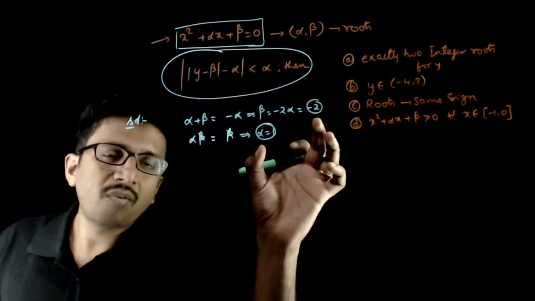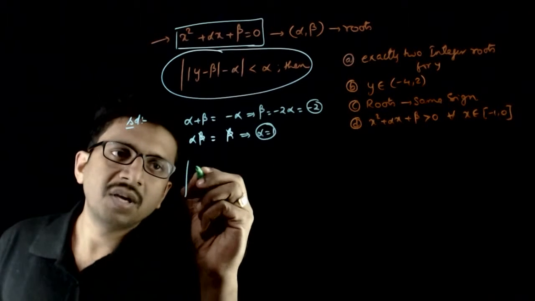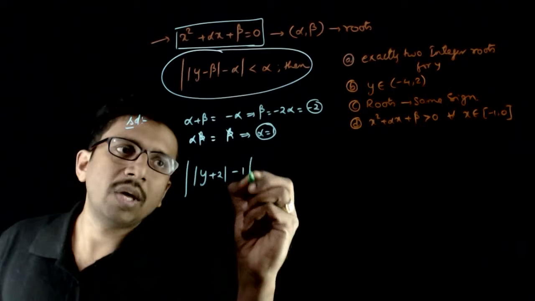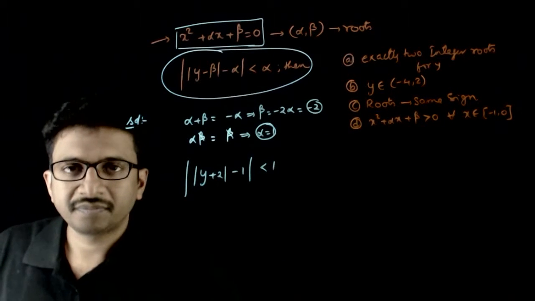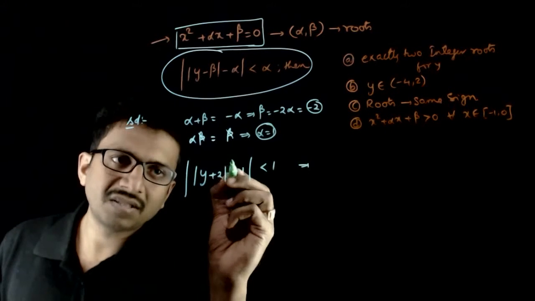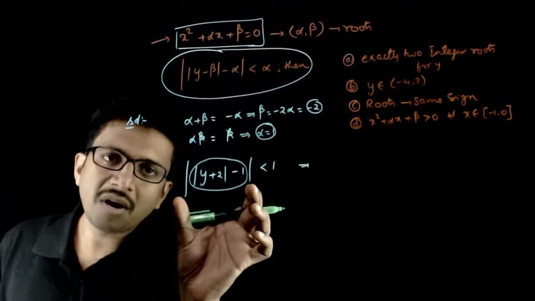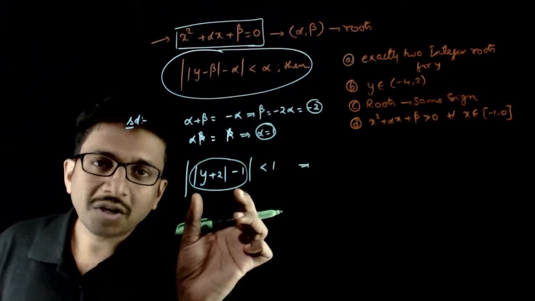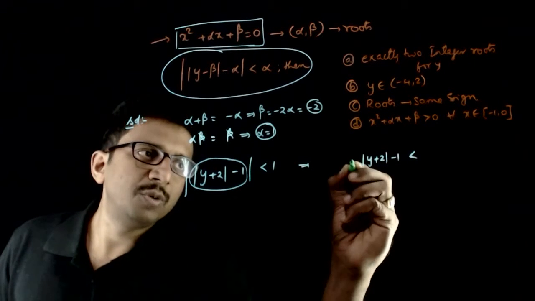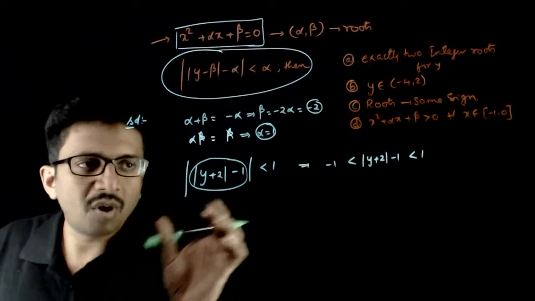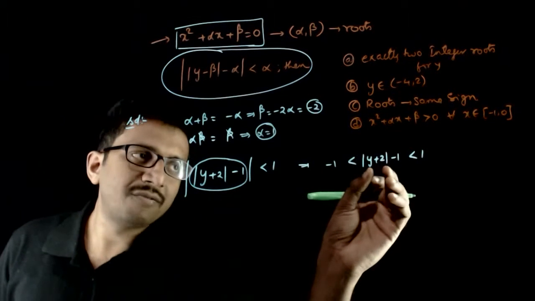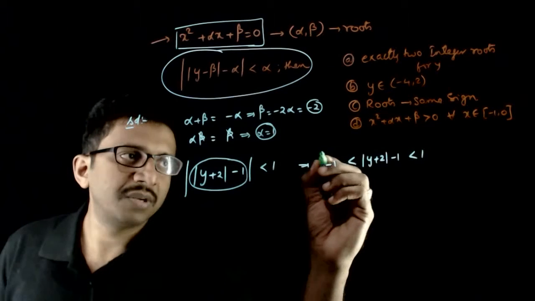Once you have these values, what does this equation become? The given equation becomes mod of y plus 2 minus 1 is less than 1. Now how do we solve this? We solve this step by step. Let us first consider this as something. So mod of something is less than 1. What should something satisfy? This something, mod of y plus 2 minus 1, should be in between minus 1 and plus 1. If mod of something is less than 1, that something has to lie between minus 1 and plus 1.